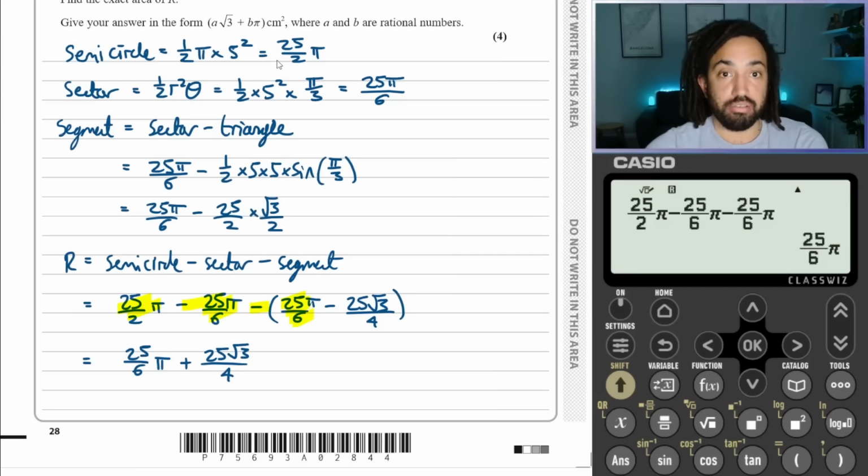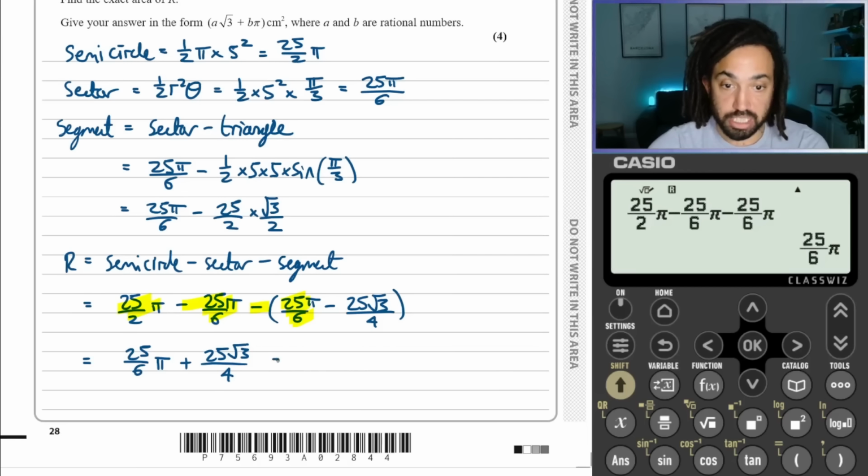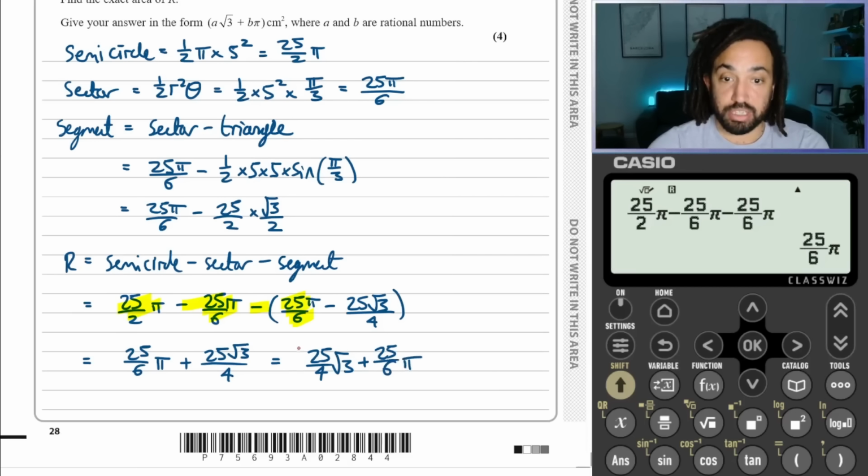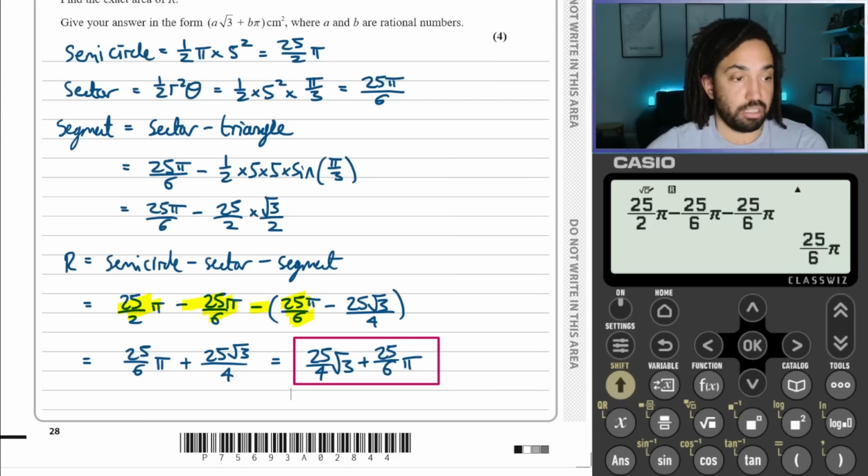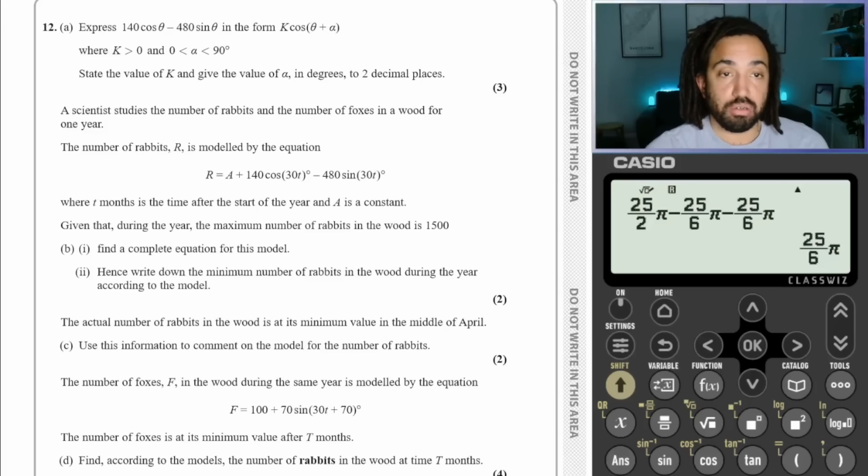And I believe that is the form they want it in. I can just see it at the top there, and it is 25 over 4 root 3, and then plus a certain number of pi's, which is 25 over 6 pi. Yeah, so that's exactly the same. That's perfect. Okay, job done.